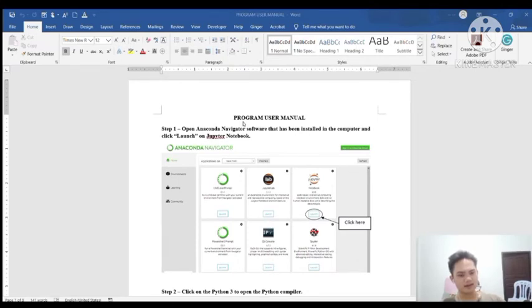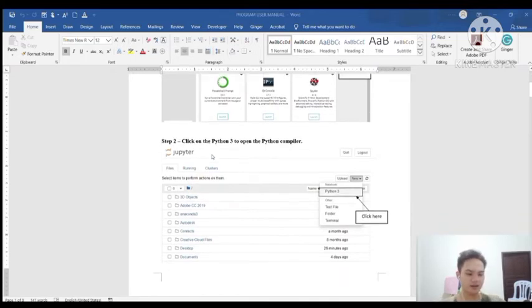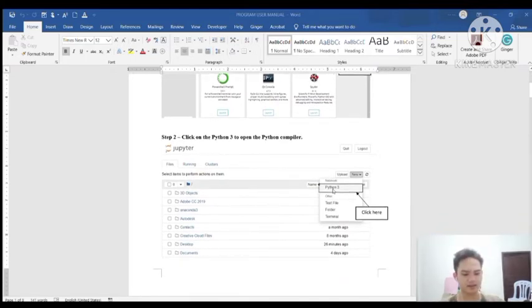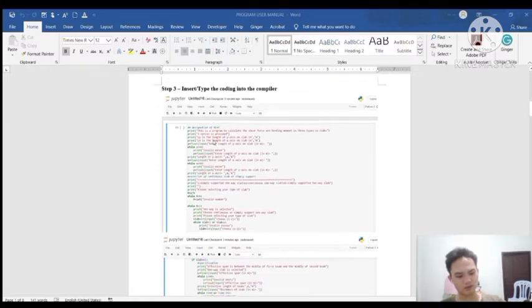Okay. Step 1, we open the Anaconda Navigator software, installed on the computer. After the installation, we open this app and click launch on the Jupyter Notebook. Here, we click launch for the computer. Next, we click Python 3 on the Python compiler. Next, we type the coding into the compiler. This picture shows the coding that we type in the compiler.